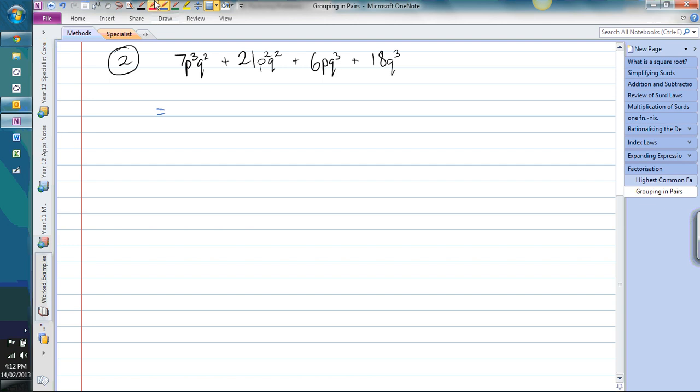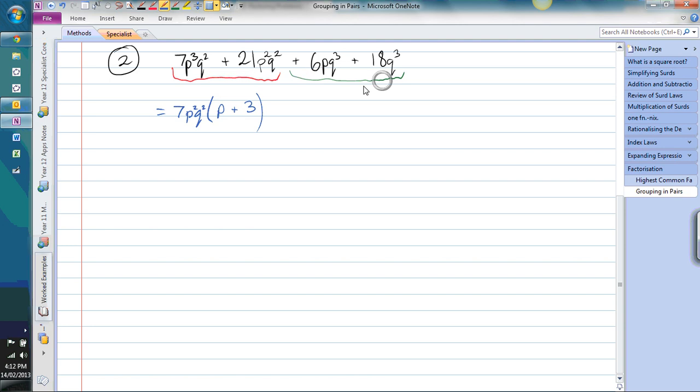Now, again, with any grouping in pairs, I'm going to treat each pair of terms as a separate factorization problem. Looking at this one, the highest common factor of the coefficients is going to be 7, and of the pronumerals, there's a p squared and a q squared in each one. Then I'm going to get a p from the first one, and from the second I'm going to get a 3.